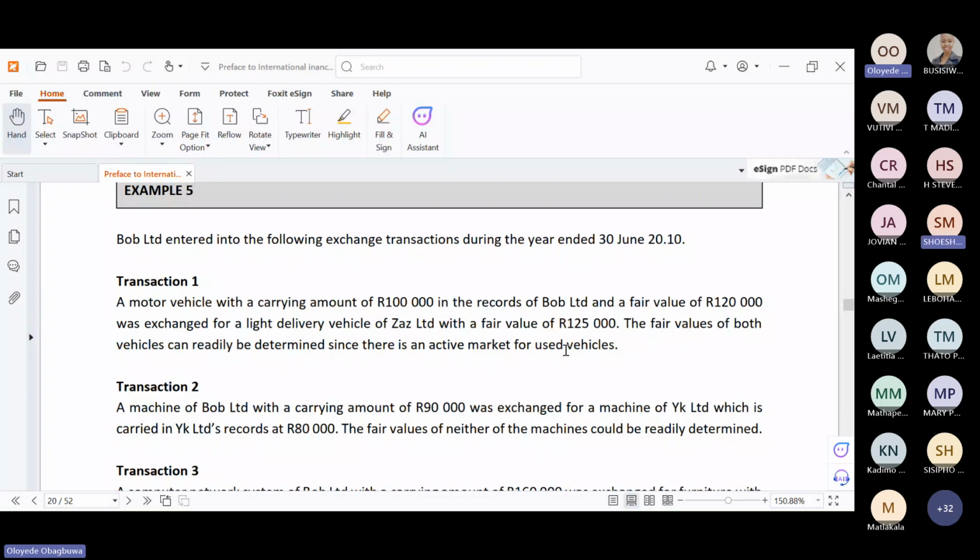What is the fair value in this question? What is the fair value of the acquired vehicle? Okay, which vehicle is acquired? Hello? We can see that Bob acquired a light delivery vehicle. Sorry? Hello? Is it not the 125,000?